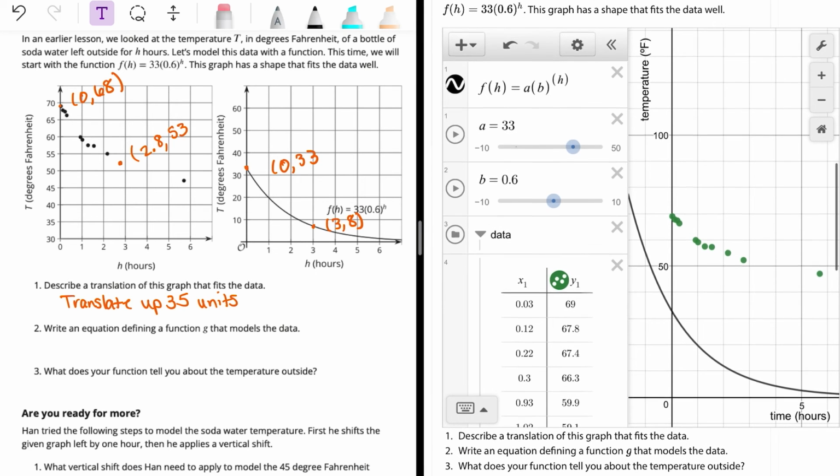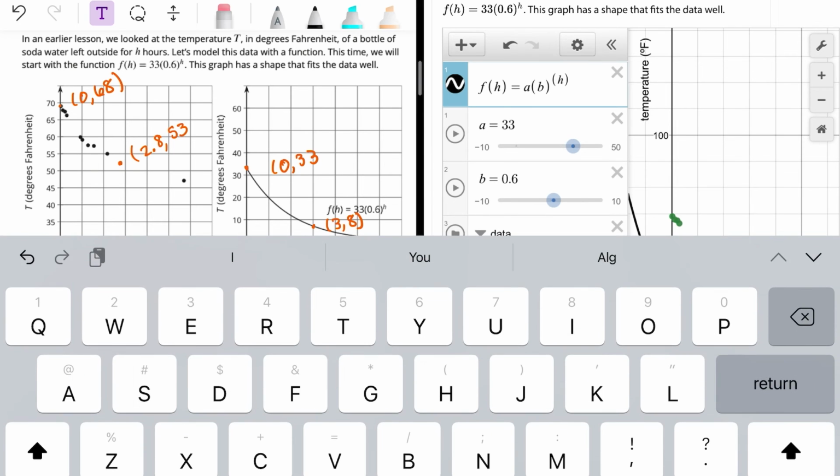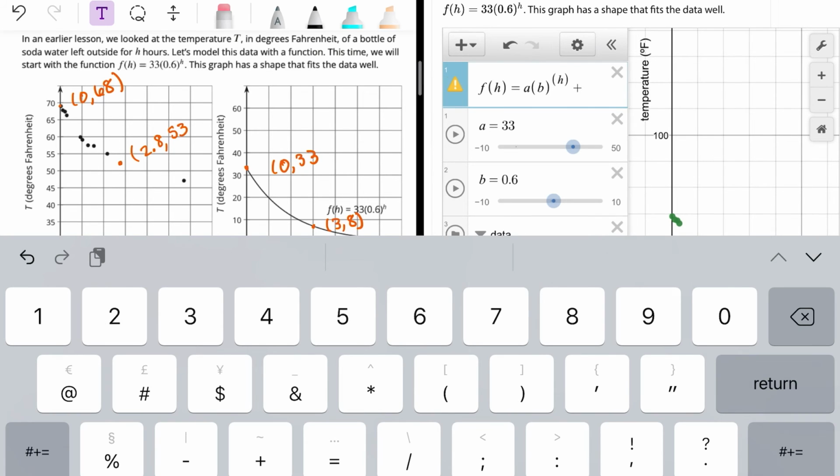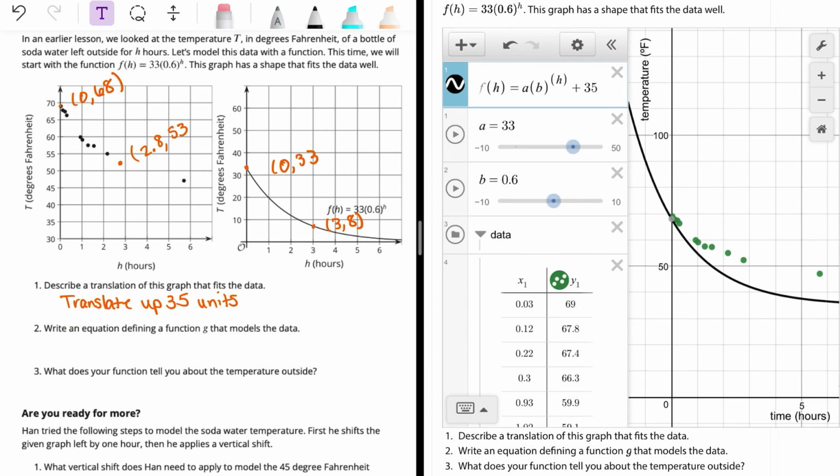So if we take a look at the applet on our I Am Kendall Hunt website, we can actually play around with this a little bit better. You can see the data points in green that are the same as the left-hand side graph. And then we have our equation. Our A value is 33, our B value is 0.6. So let's try doing some shifting here. We'll add our 35 that we had, and let's see how that goes. So you can see it's getting closer, but not quite.